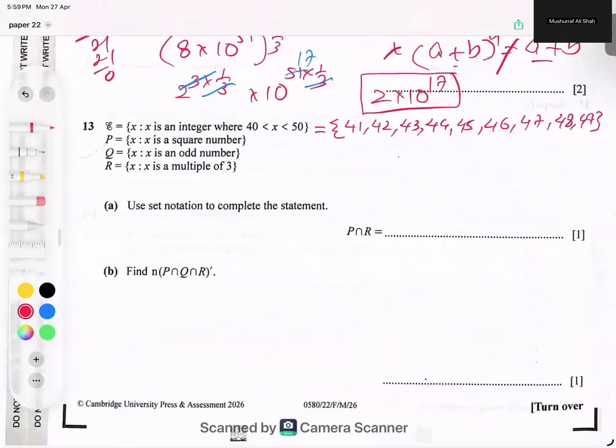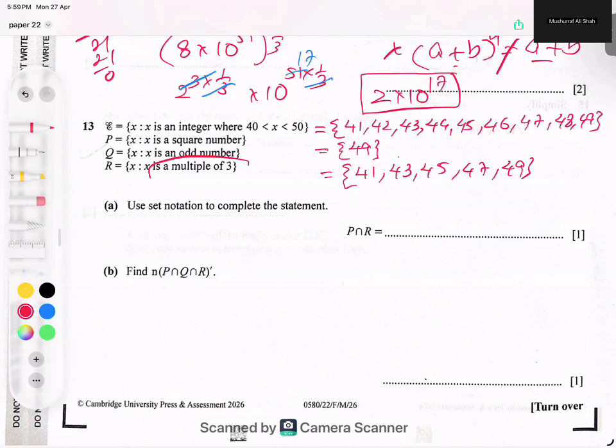Done. Square numbers. In these numbers, which are square numbers, let's try to find them. I'm writing below. Square numbers. So which square number from here? Only 49. Let me check again. The only square number is 49. 7 squared is 49. And odd numbers. Numbers ending with 2, 4, 6, 8 are even numbers, except these 4 numbers, the others are called odd numbers. So I'm writing odd numbers. And odd numbers are 41, 43, 45, 47, and 49.